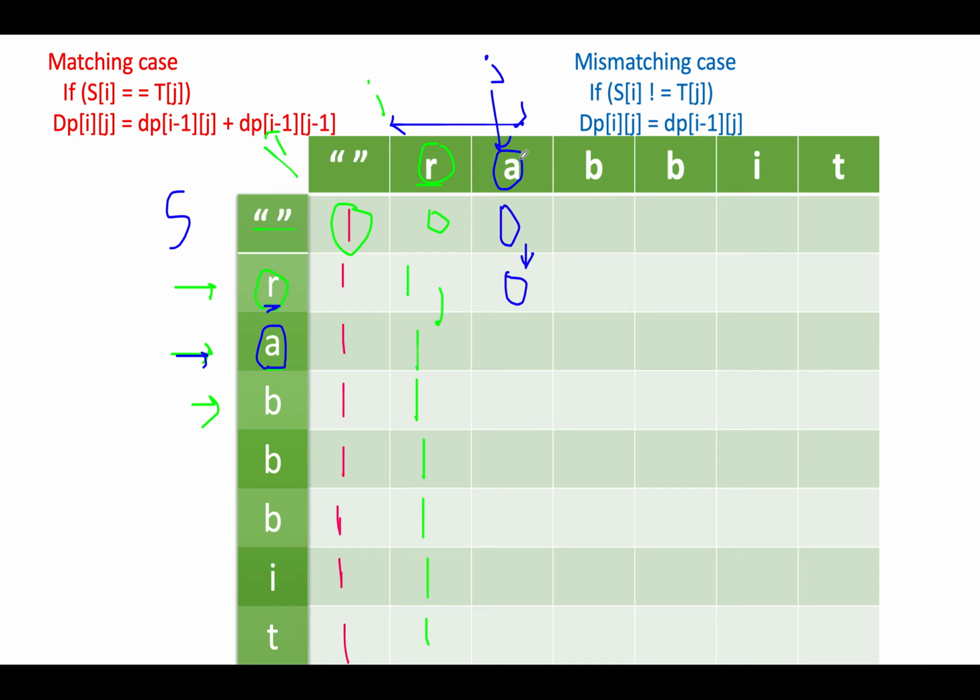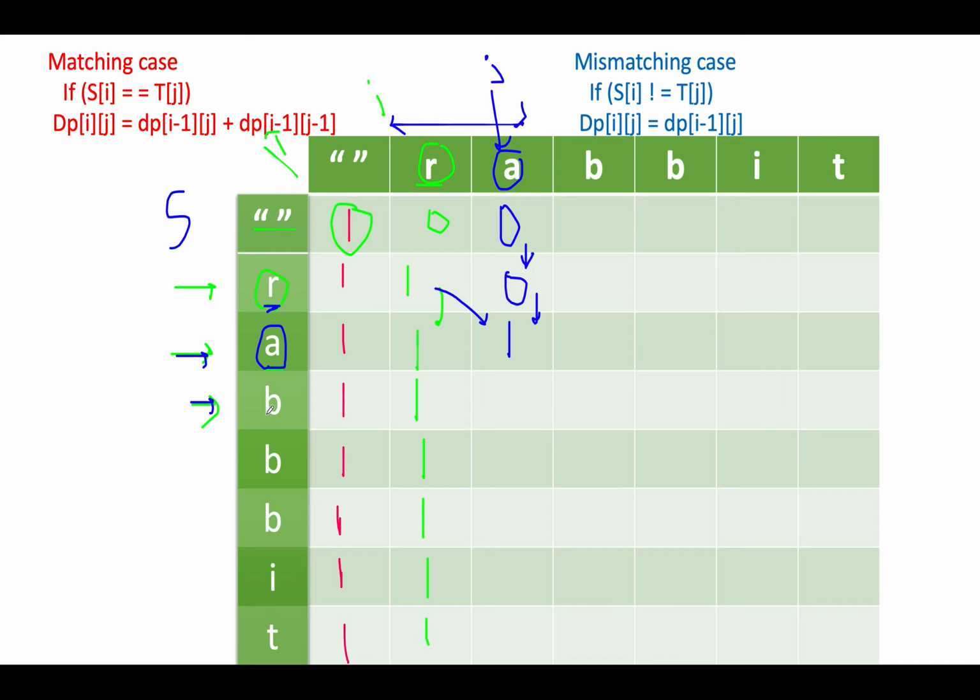And what you are going to do in this particular case, you will go diagonally up, and this value gets copied down, followed by the value that is held in the previous row. So you add these two up and update the answer. 1 plus 0 is 1. 1 gets updated.